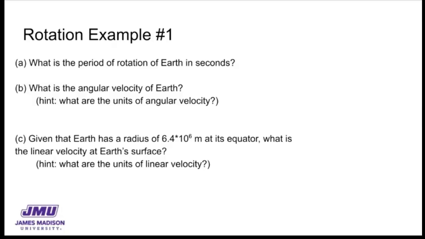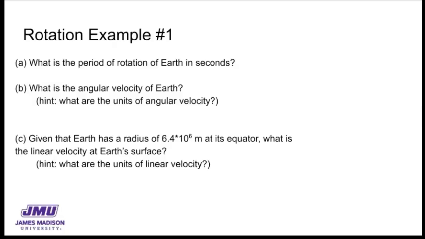Part C is really asking, if you stand in place at the equator, then how fast will you be moving just by virtue of the fact that the Earth will spin you all the way around once in 24 hours? How fast will you be going in terms of meters per second? So let's start with A.